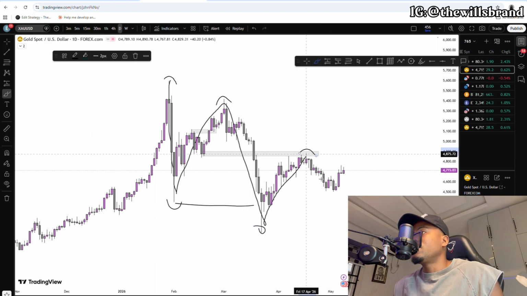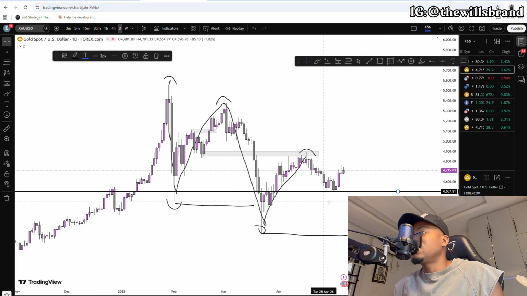We made a higher low. So technically price was supposed to come below this, right? But look at what happened. We found a key level here. So price is respecting this key level.